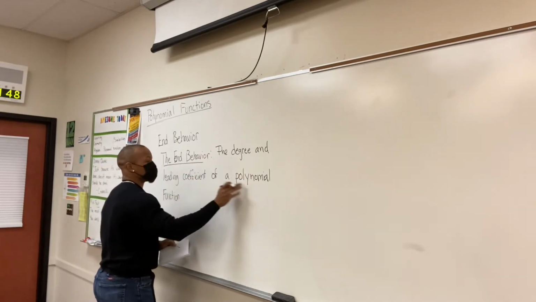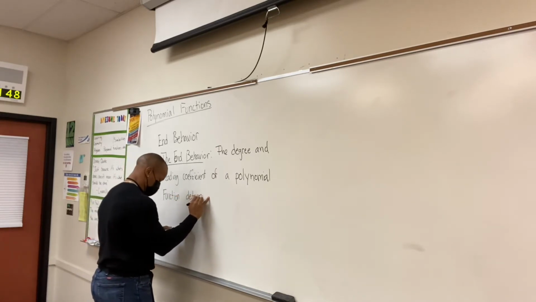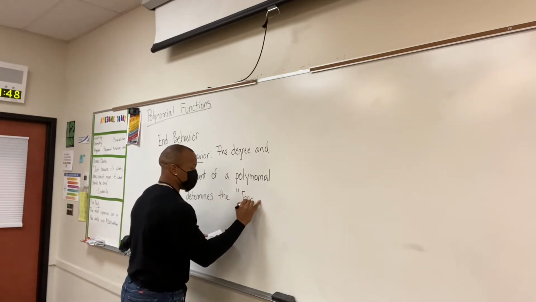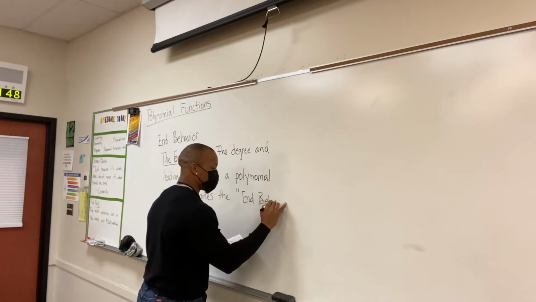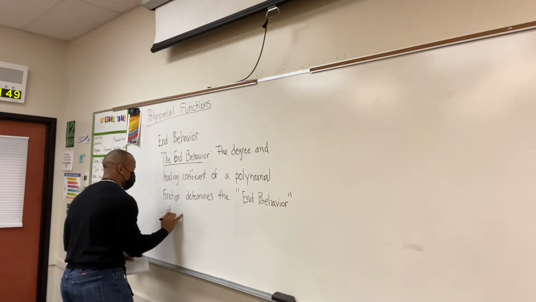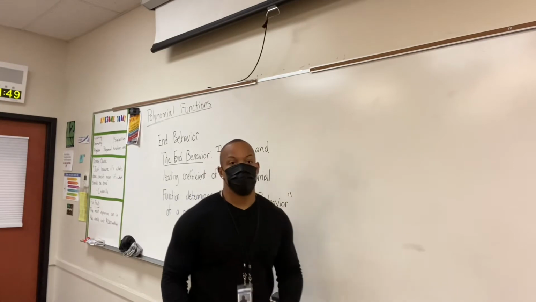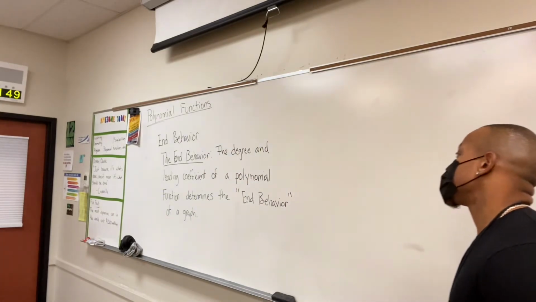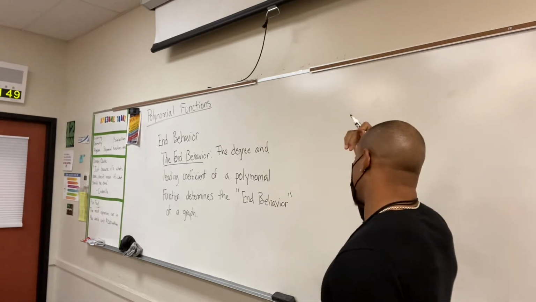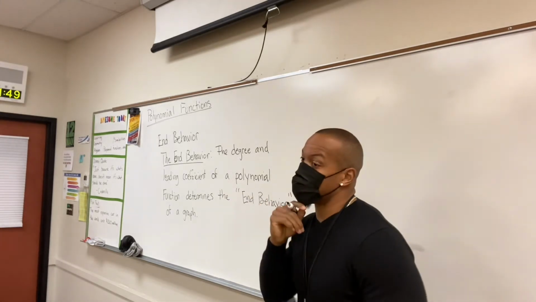The degree and leading coefficient of a polynomial function determine the end behavior of a graph. Okay. The degree and the leading coefficient of a polynomial function determine the end behavior of a graph, okay?